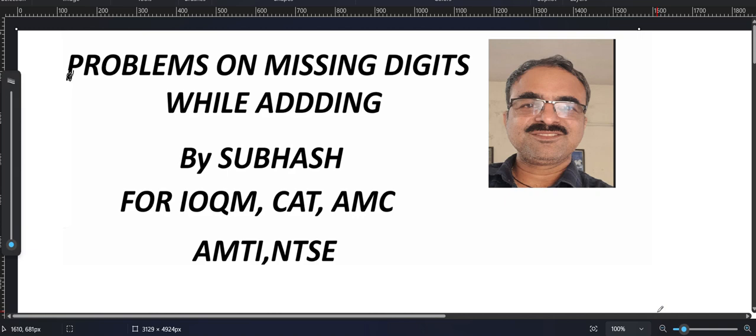So today's topic is very interesting: problems on missing digits while adding. Especially while adding, we'll be adding two numbers and getting some results, and in the question sometimes they give some missing digits which we have to find out. The main target audience is students preparing for IOQM. Beginning problems of IOQM will be of this type, not the slightly advanced ones. Students preparing for national entrances like CAT, AMC, AMTI and NTSC may also benefit from this particular lecture. So here we go.